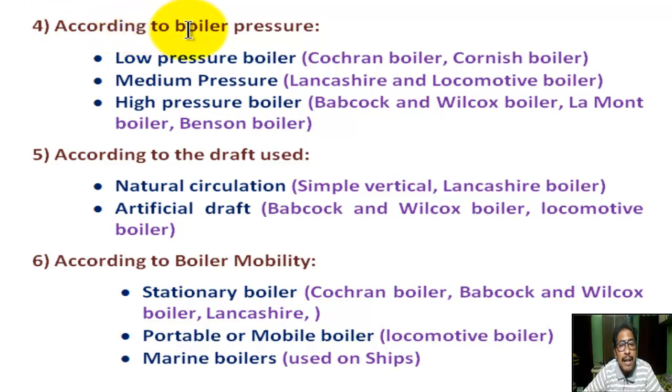Number 4, according to boiler pressure. Low pressure boiler, when the pressure inside the boiler is 3.5 to 10 bar, then it is called low pressure boiler. Example, Cochran boiler, Cornish boiler, etc.